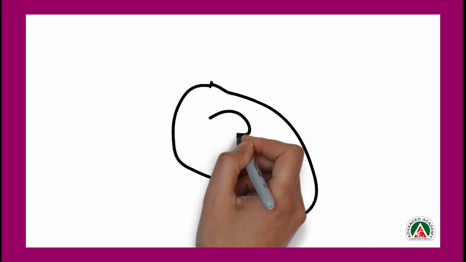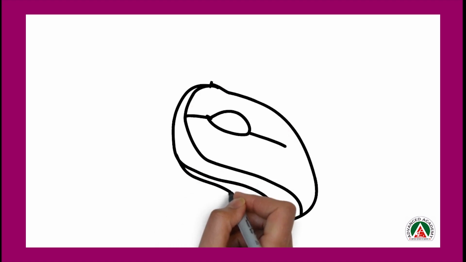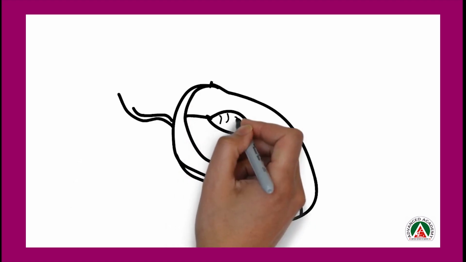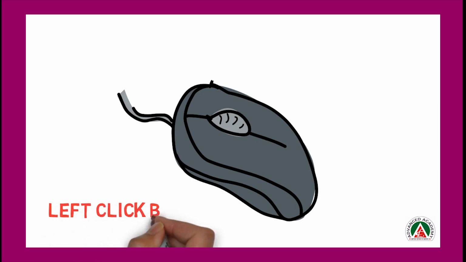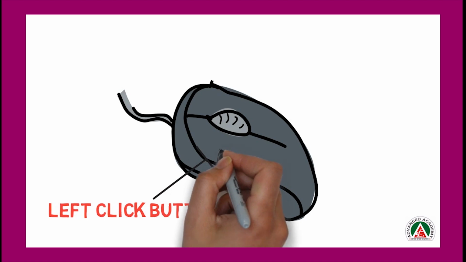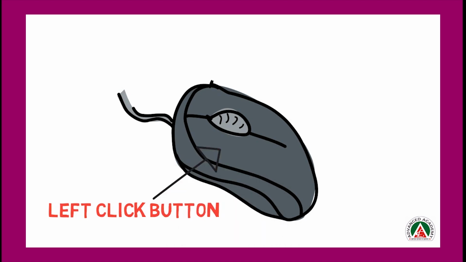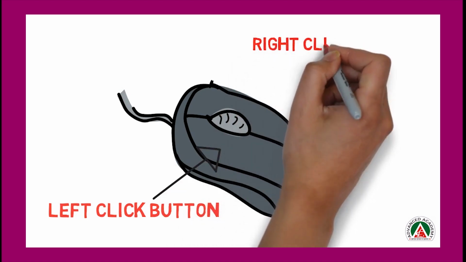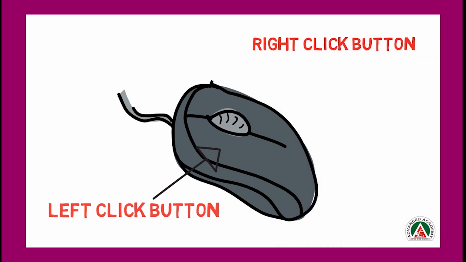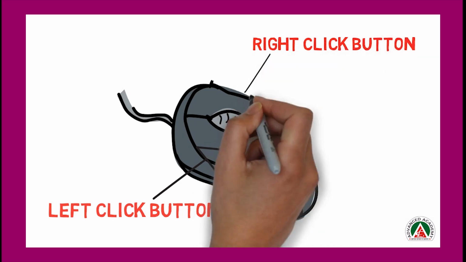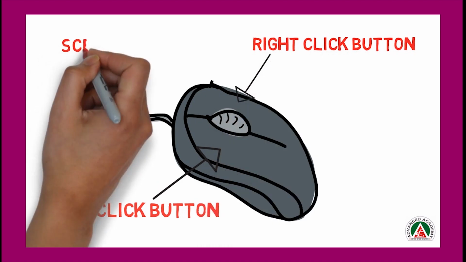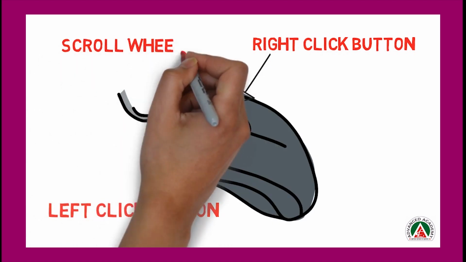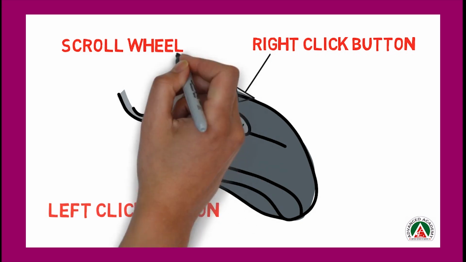Now come to the parts of mouse. Left click button lies on the left side of the mouse. Right click button on the right side of the mouse. And look at the center, a wheel is there, isn't it? That is scroll wheel.